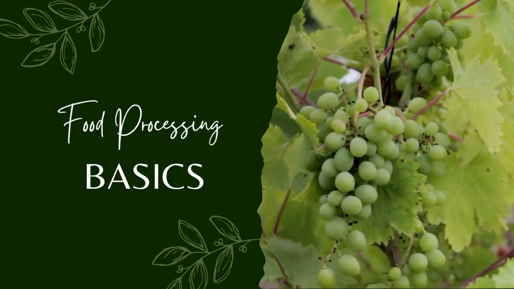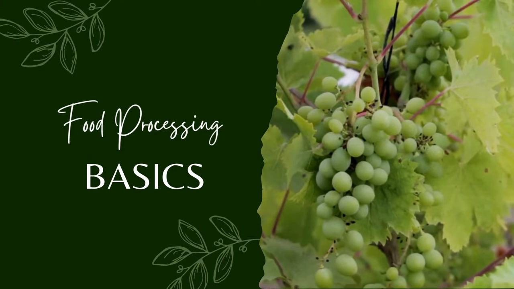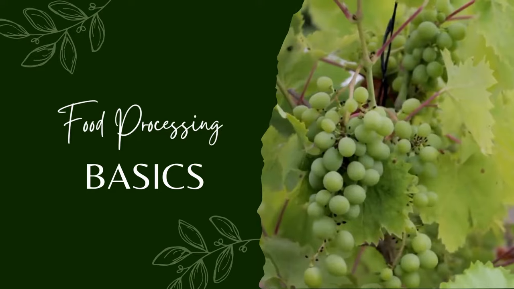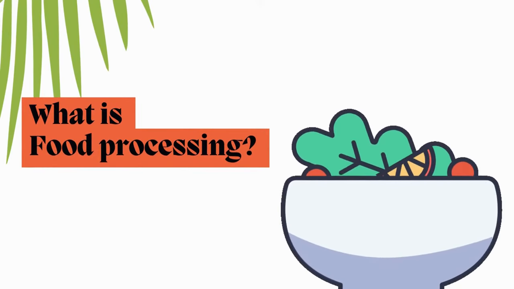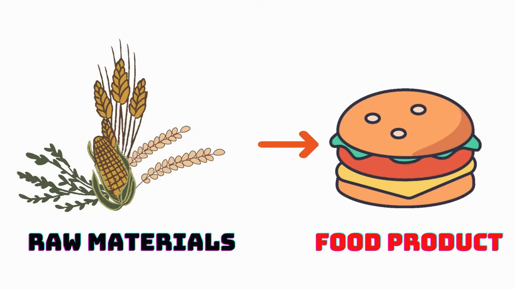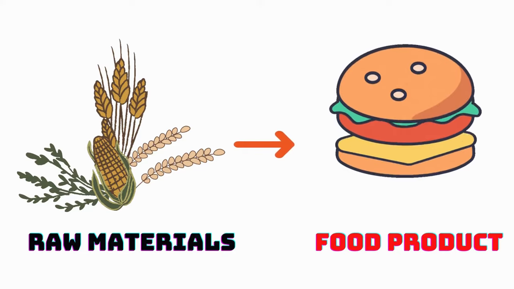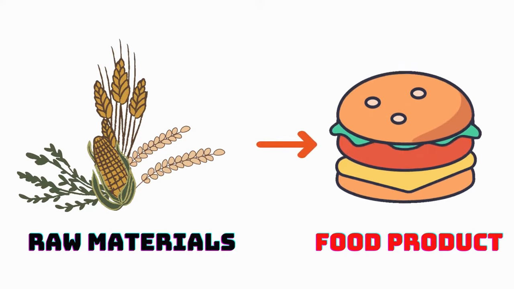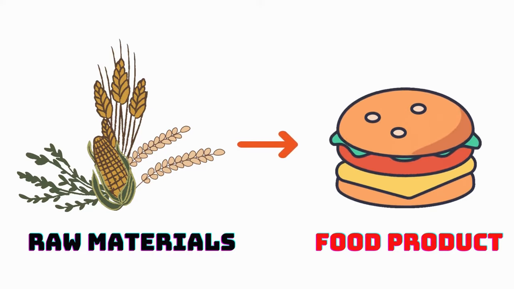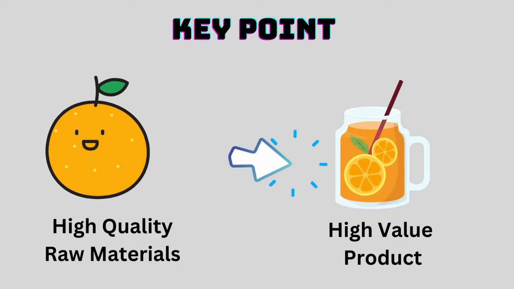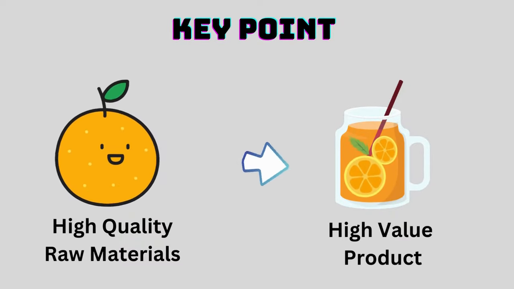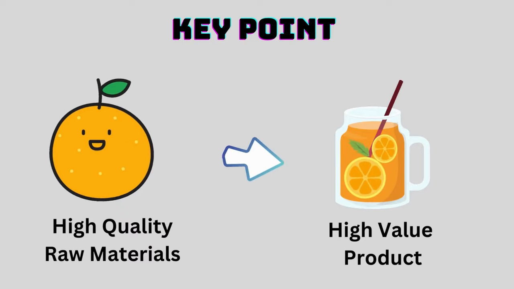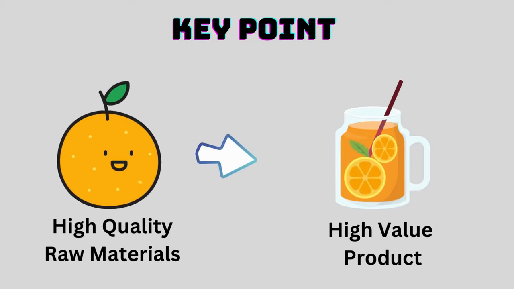At the end of this video you will be able to get an idea about what is meant by food processing, the stages of food processing, and why we process food. Okay, first, let's see the meaning of food processing. Actually, food processing means conversion of raw agricultural ingredients into food by using a set of feasible methods and techniques. The key point is food processing requires high-quality raw materials in order to convert them into high-value food products.